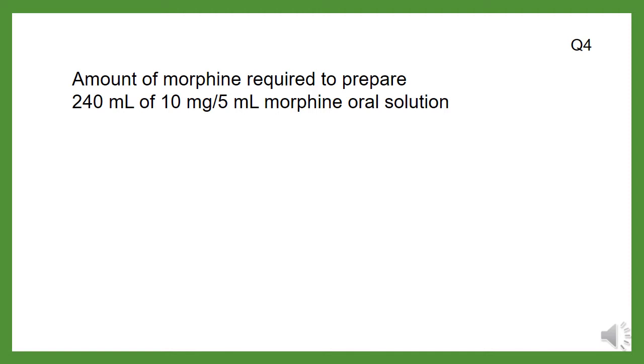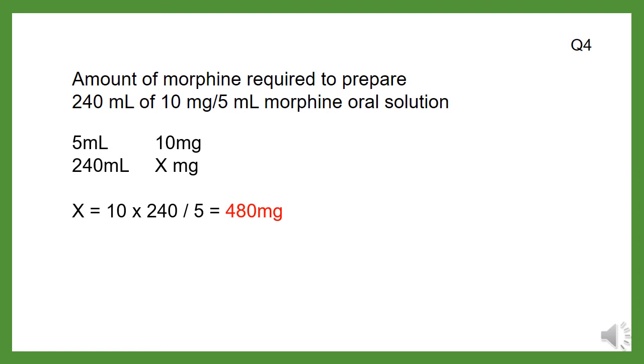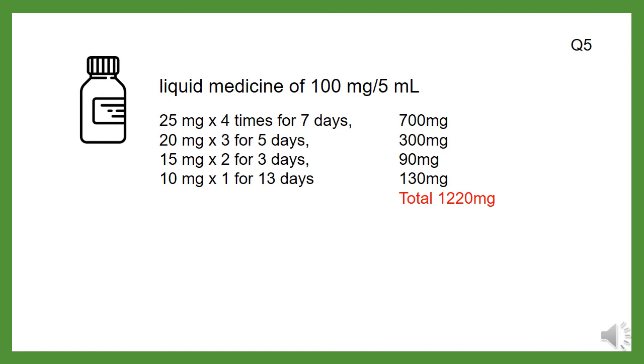The amount of morphine required to prepare 240 ml of 10 mg per 5 ml morphine solution. This is just a very straightforward calculation by ratio. You know that 5 ml will give you 10 mg, and now you need to prepare 240 ml. So let's say the amount is X. Solve for X and you can find the amount of morphine required will be 480 mg. Okay, this is very simple. Now let's move on to the next question.